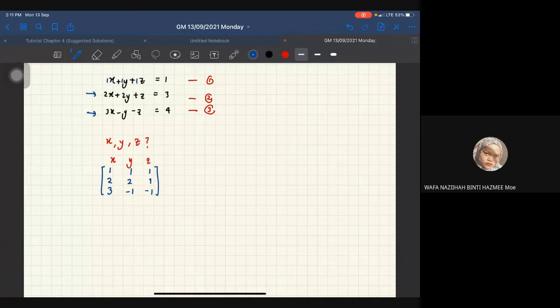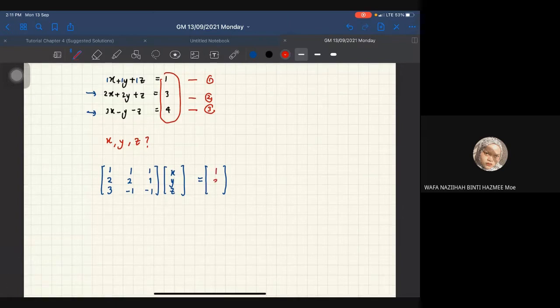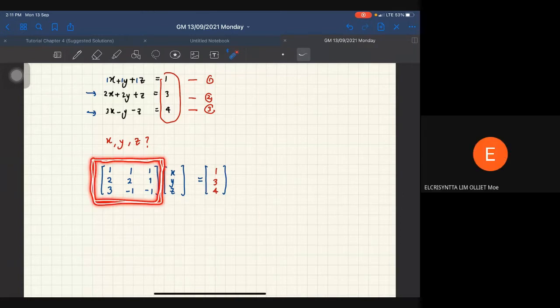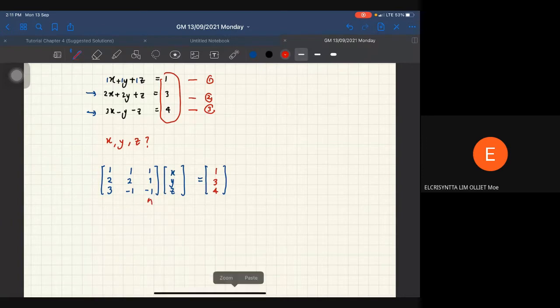Okay, tapi dia bukan nombor saja, dia mesti ada unknown. So unknown dia adalah X, Y and also Z. Okay, and then dia sama dengan nombor yang di sebelah kanan tu. Okay, so everything on this right, you just put it in this matrix. Okay, so bila kita dah susun dia dalam bentuk ni, kita panggil dia sebagai apa? What is this matrix called? A. A, betul.